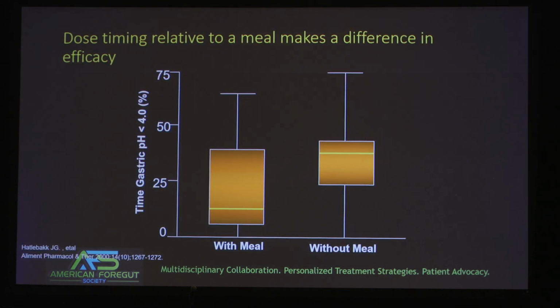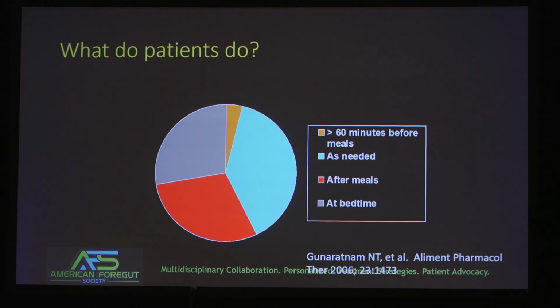Dose timing relative to a meal makes a difference in efficacy and intragastric pH. With meal on the left, without meal on the right, the time the intragastric pH is improved if you take your PPI before a meal. And quite frankly, very few patients who claim to have failed PPIs actually do that. An old study shows that patients who have failed BID PPI are often taking their PPIs as needed after meals, at bedtime, or greater than 60 minutes before a meal. In that situation, you will have suboptimal efficacy.